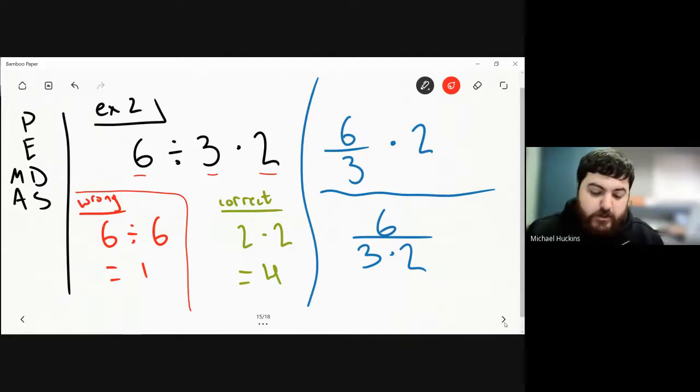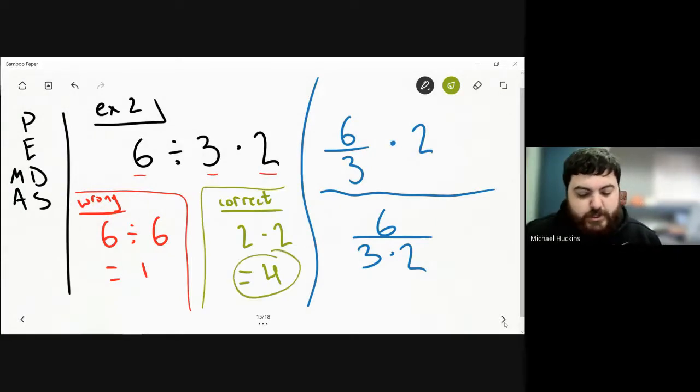Not what we want. What we instead need to realize is that we use these operations on the same level, left to right. I would do 6 divided by 3 first, which is 2, and then I'd have 2 times 2, which is 4. So this is the correct answer for this one, using the order of operations the correct way.